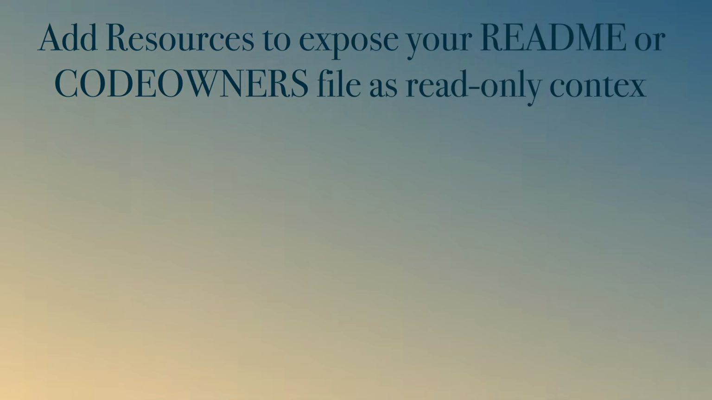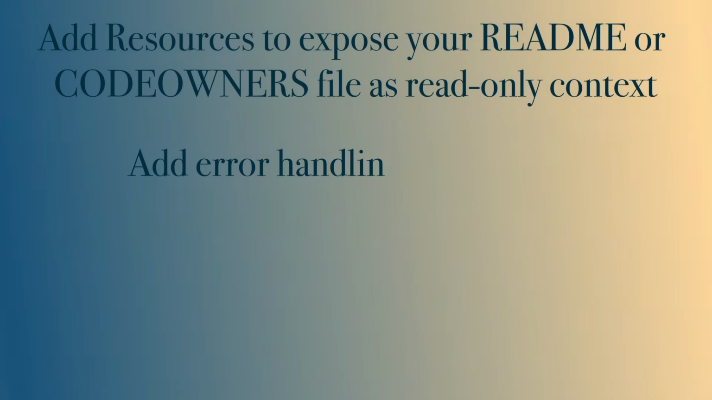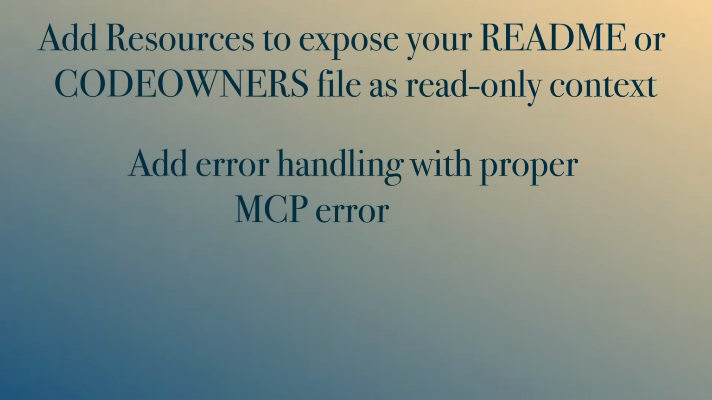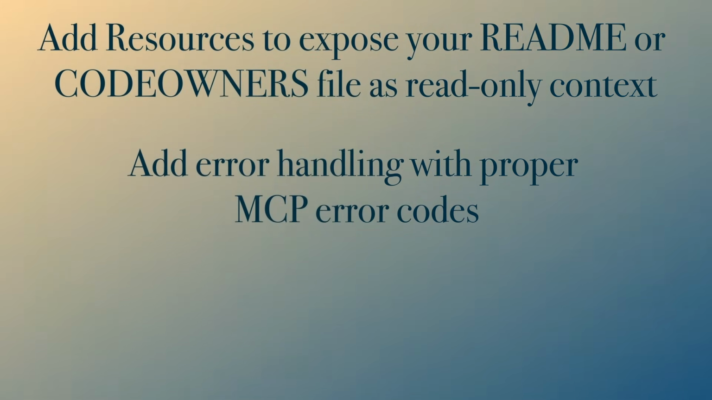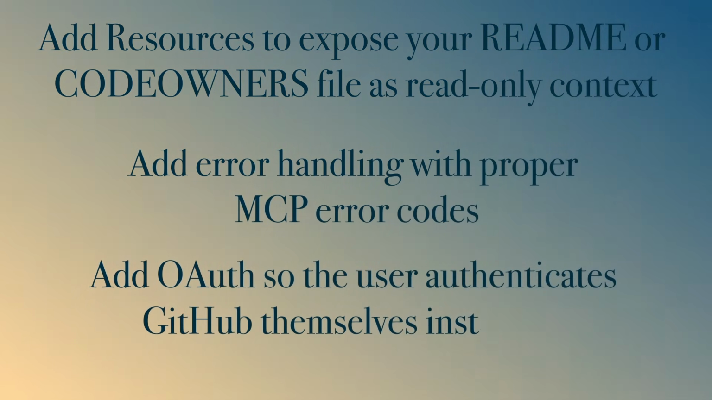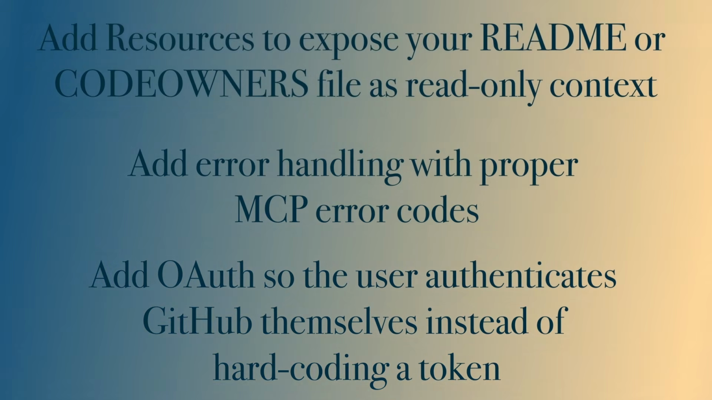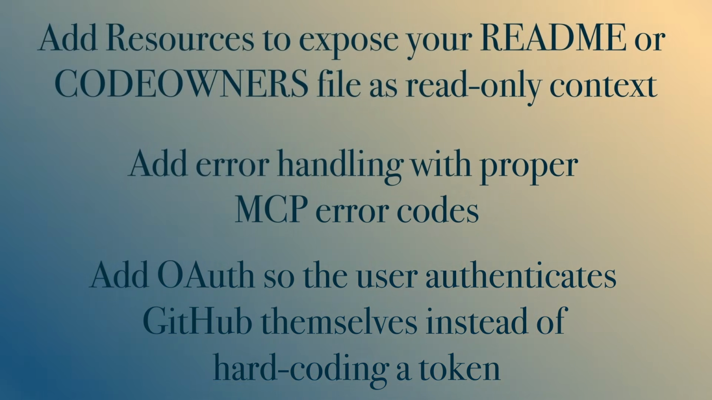So I have only scratched the surface. Here is what you can add on top of this. You can add resources to expose your README or code owner's file as read-only context. You can add error handling with proper MCP error codes so Claude gets graceful failure messages. You can add OAuth so that the user authenticates with GitHub themselves instead of a hard-coded token. Everything we have built today works with any MCP compatible tool.